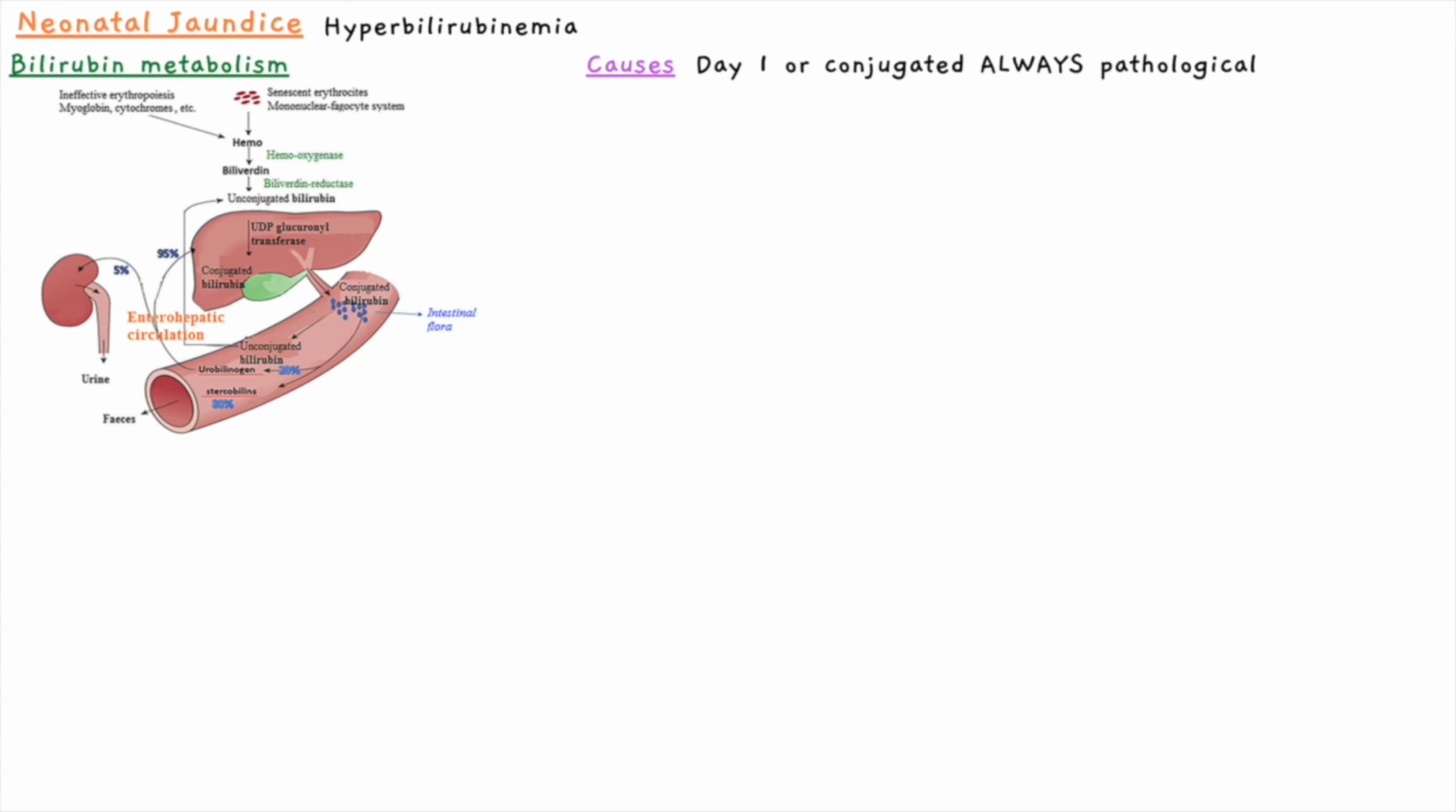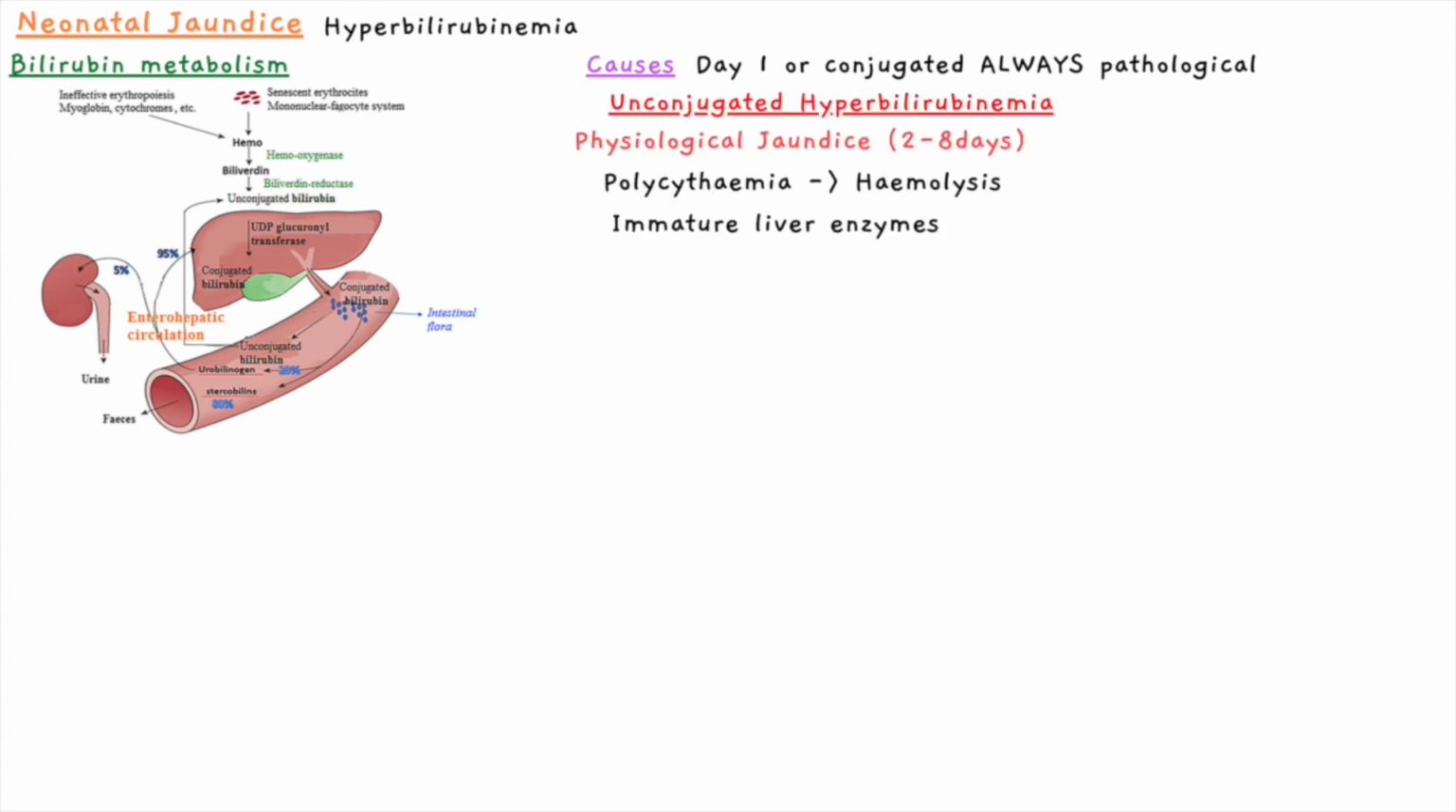So causes of neonatal jaundice. If there's jaundice on day 1 of birth, or it's conjugated jaundice, this is always pathological. However, you can also have physiological jaundice, and this is unconjugated hyperbilirubinemia and occurs within 2 to 8 days.